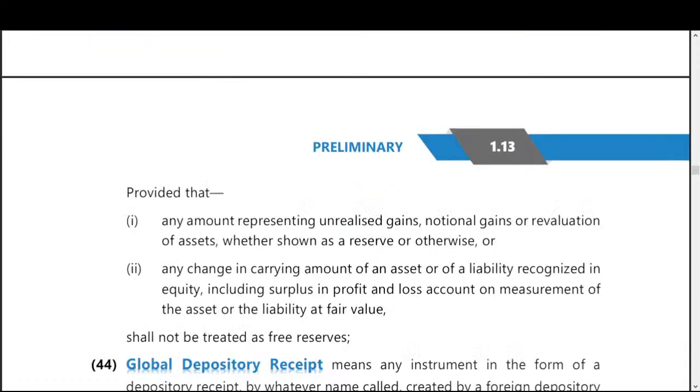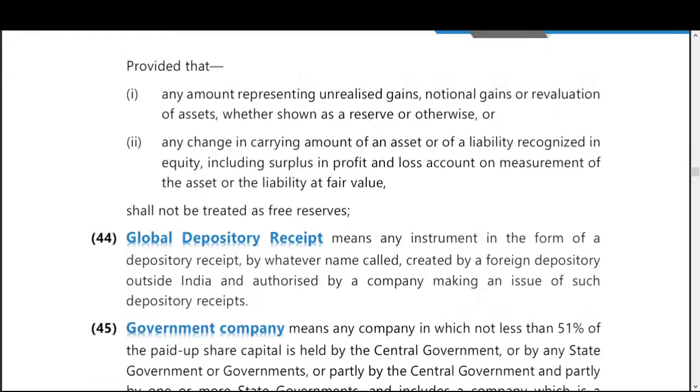Okay? Provided that any amount representing unrealized gains, notional gains or revaluation of assets, whether shown as a reserve or otherwise, or any change in carrying amount of an asset or a liability recognized in equity, including surplus in profit and loss account on measurement of asset or liability at fair value, shall not be treated as free reserves.